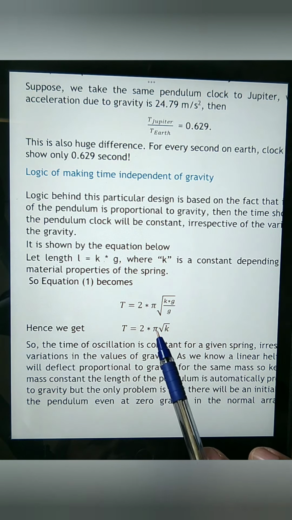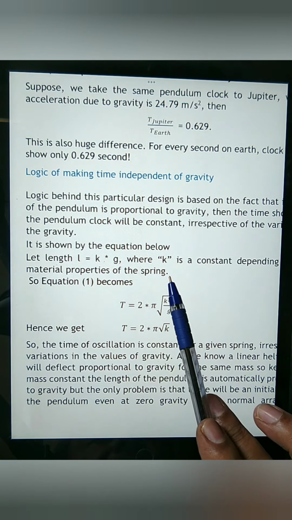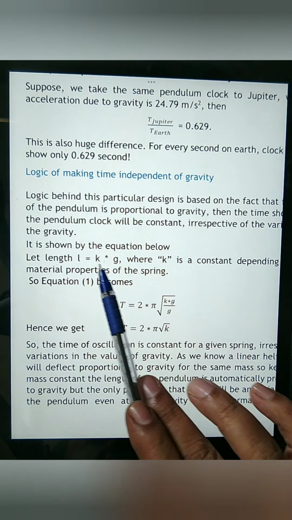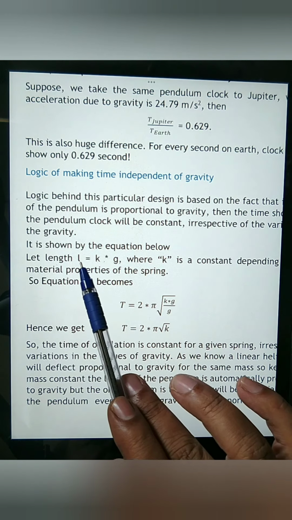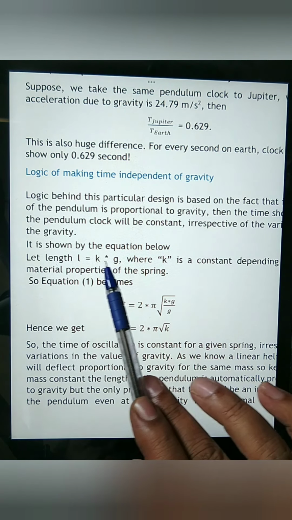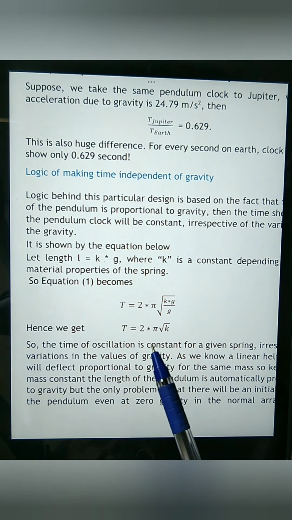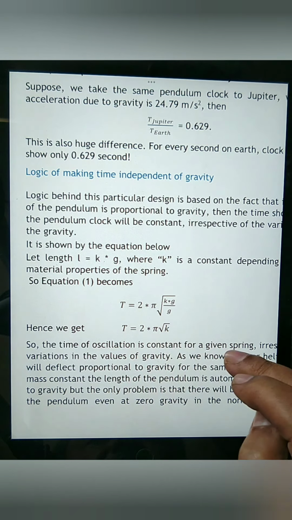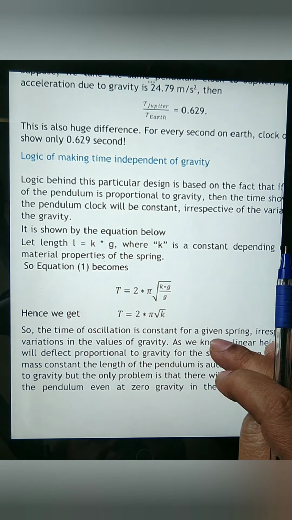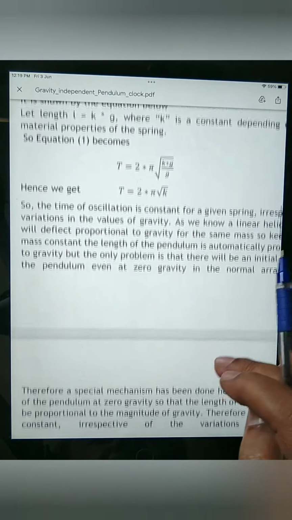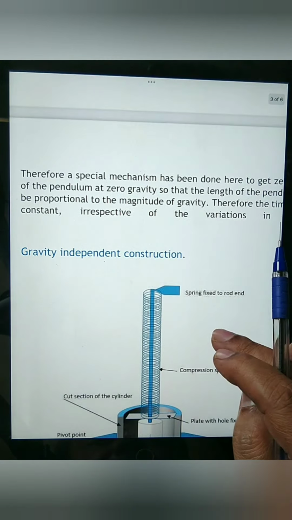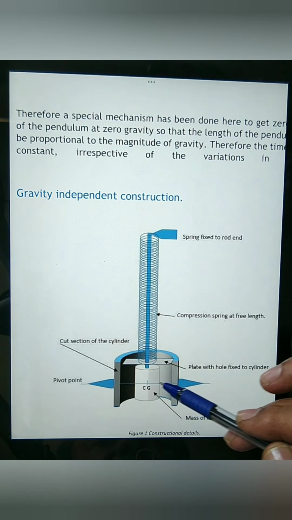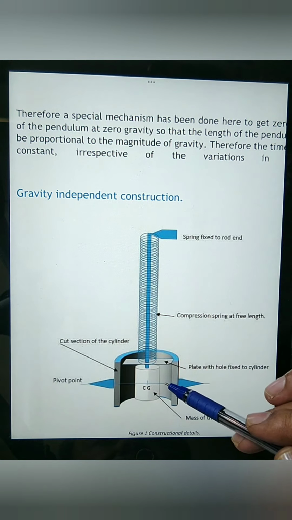We know that 2 and pi are constants. Root K is constant for a particular spring. That means we are using a spring which has the property that its deflection is proportional to the gravity. So a normal helical spring will satisfy this particular condition, but there is a problem of what is called zero length. When we simply take a spring and make it constrict, the zero length problem will come. That means at zero gravity it should have no stretch length at all.